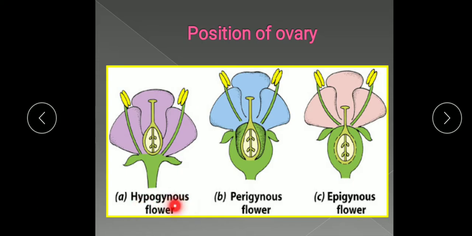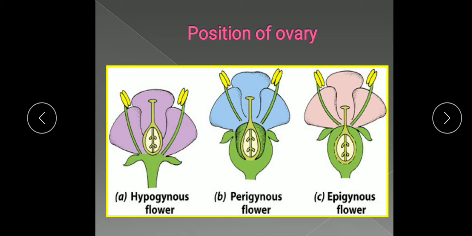This is the hypogynous flower. A flower is said to be hypogynous if sepals, petals, and stamens are inserted below the ovary. You can see here, this is the ovary. So sepals, petals, and stamens are inserted below the ovary. In such flowers, the ovary is superior. You can see the ovary is superior at the upper side, and all the floral organs are inferior, because they all arise at the base of the ovary.